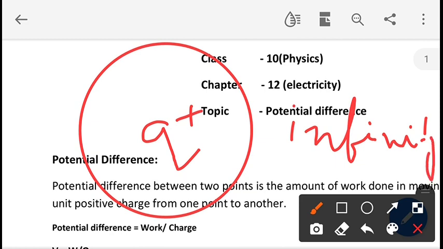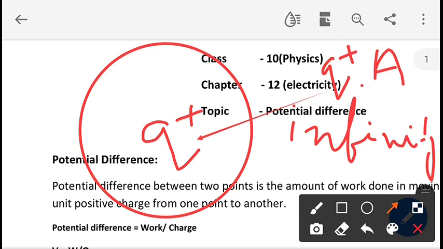This is called infinity. From infinity I have taken a point, suppose A. If a unit positive charge is brought from infinity to this region, you have to do some work. That work is called the electric potential at this point. This is the electric potential. And what is potential difference then?